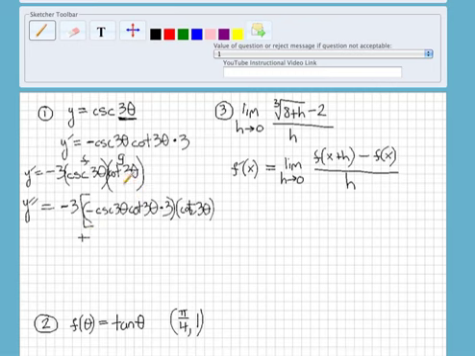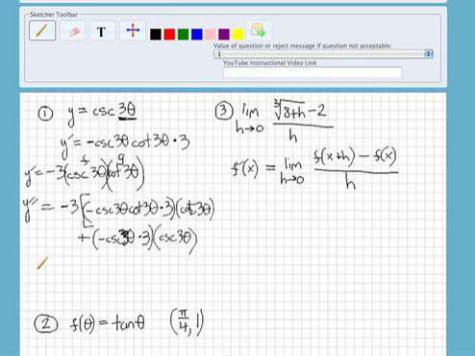Plus, and then the derivative of this is negative cosecant squared of, and there's a 3 here, 3 theta. So negative cosecant squared of 3 theta. Okay, and then we do the chain rule, so times 3. All right, and then that times F, which is just the cosecant of 3 theta.